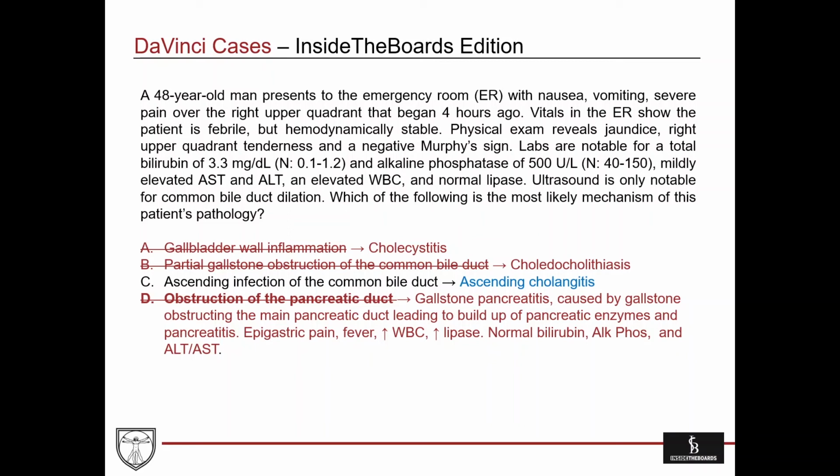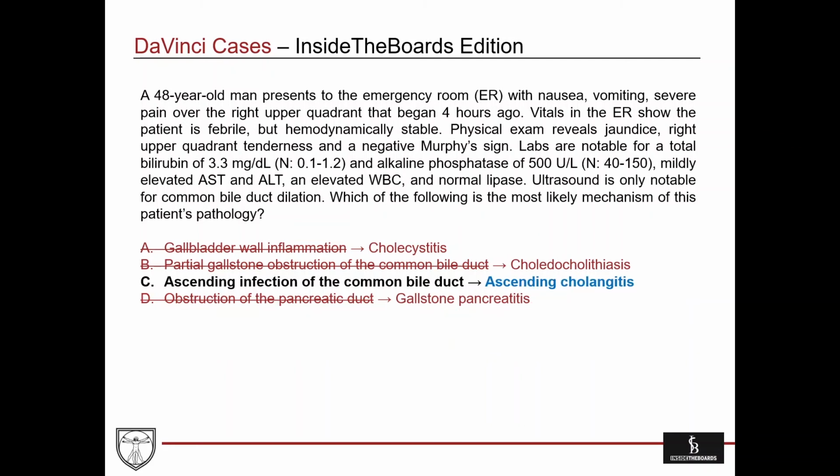We got cholecystitis, gallbladder wall inflammation; choledocholithiasis, a partial gallstone obstruction of the common bile duct; ascending infection of the common bile duct, which is ascending cholangitis; and then obstruction of the pancreatic duct, gallstone pancreatitis. Four entities that very likely you would see grouped together on an exam because they have a very similar clinical presentation, but each, as we've seen here, can be distinguished by key physical exam findings or laboratory studies.